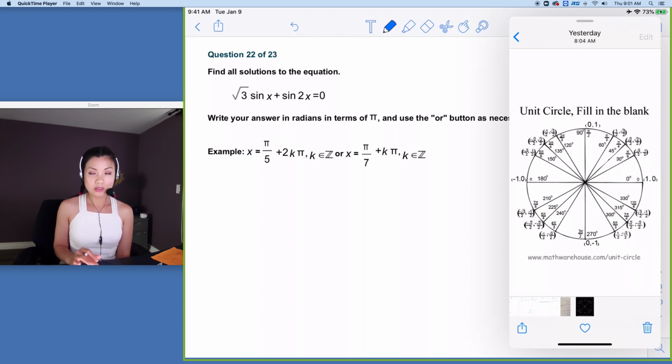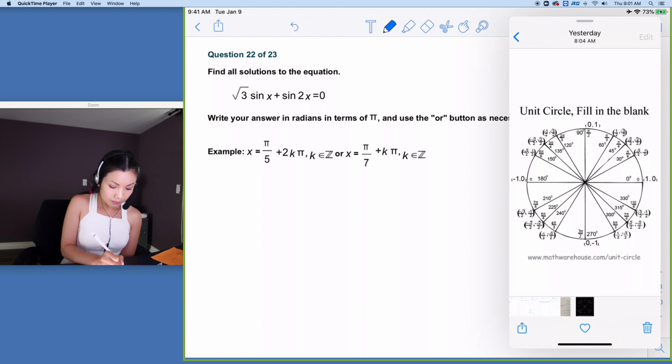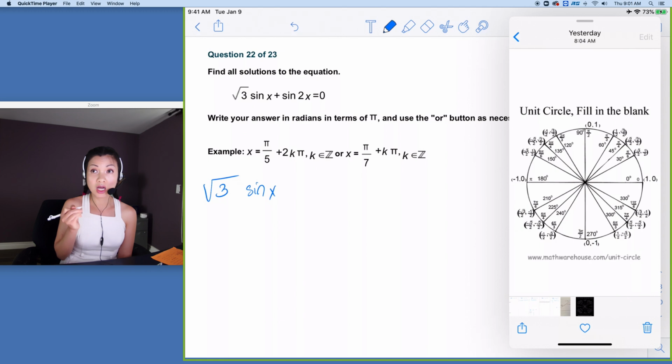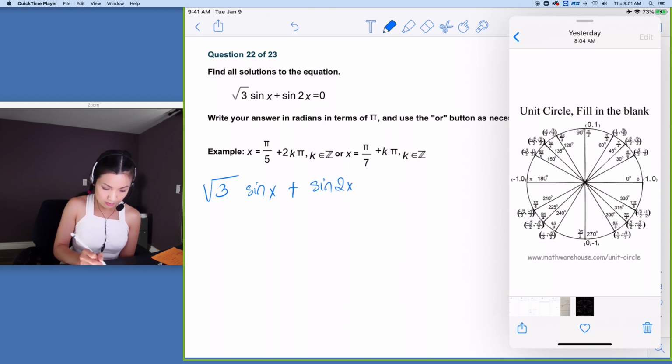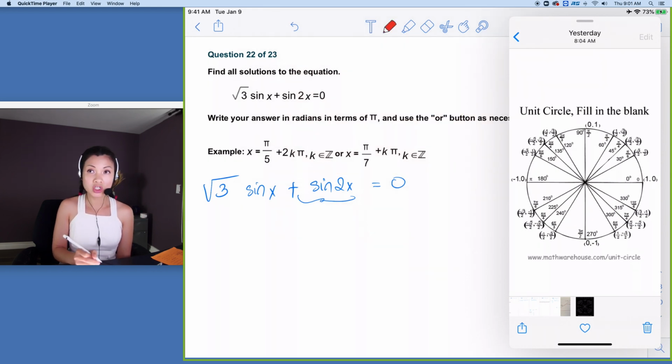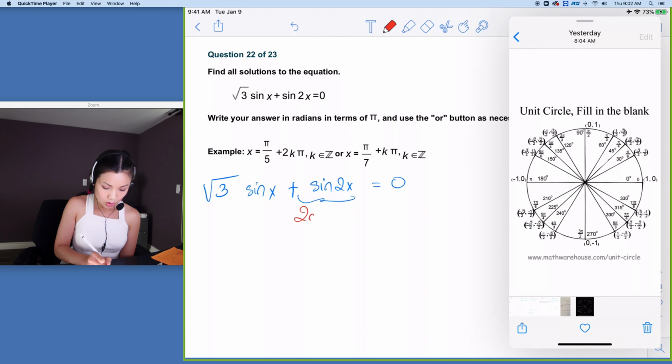You see that for 22, we have sine of x and sine 2x here. So what we have is the double angle. So we're going to have to change it into just the same function. So don't forget that sine 2x, by definition, is 2 cosine x sine x.